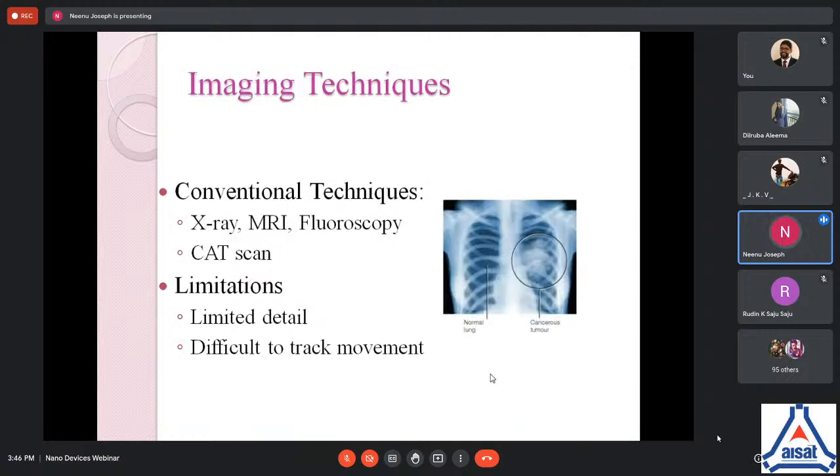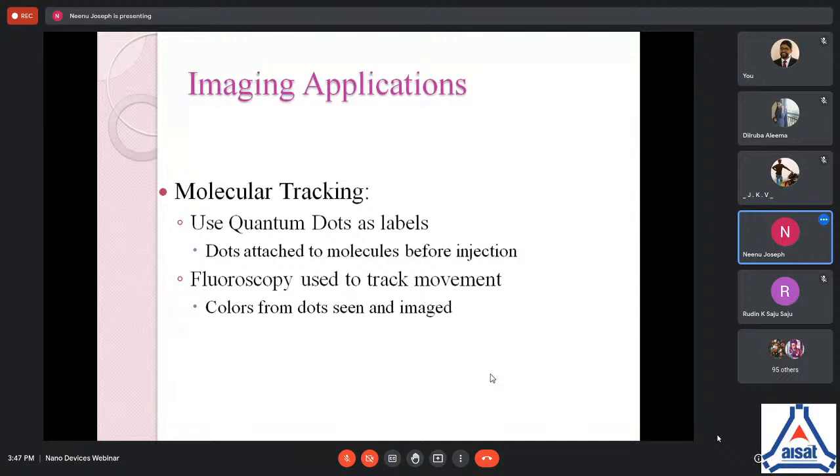And coming to the imaging techniques, the conventional techniques used in hospitals are X-ray, MRI, fluoroscopy, CAT scan. The limitations of these methods are limited details and difficulty in tracking movement. Here we use molecular tracking, using quantum dots as labels to the molecules. Fluoroscopy is used to track movement. Dots seen.